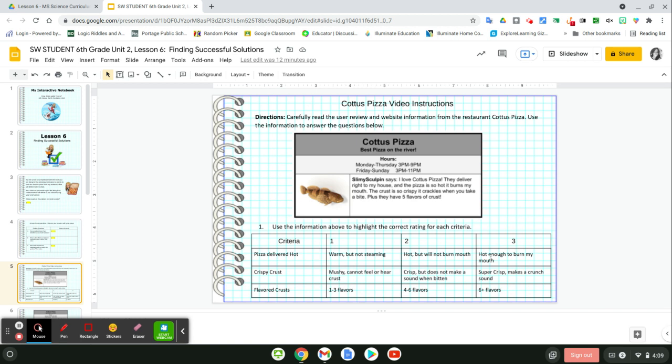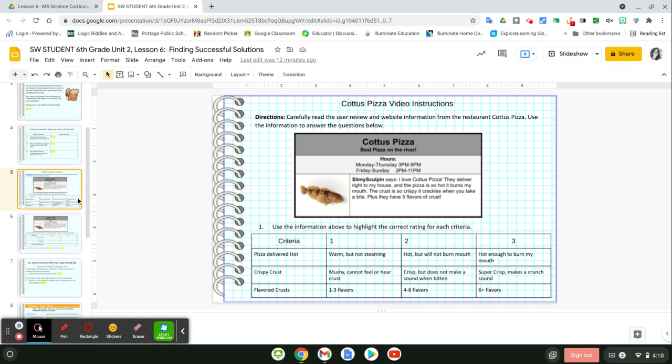And if it has a high rating, then we would say, okay, this might be a good place to order pizza. Criteria are things that you choose for your particular solution, and then you can rate them. The higher rating would be the better place to get pizza.